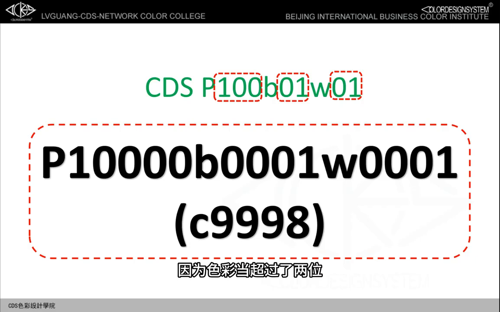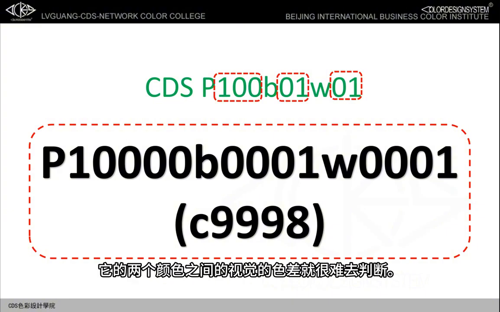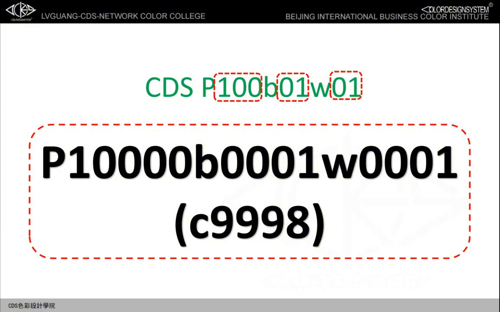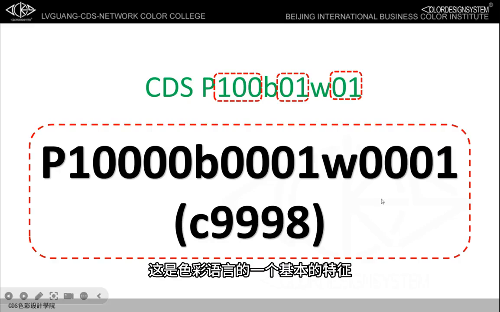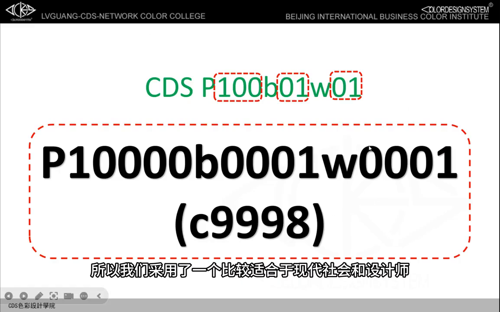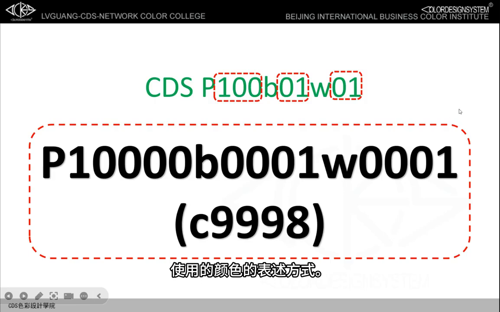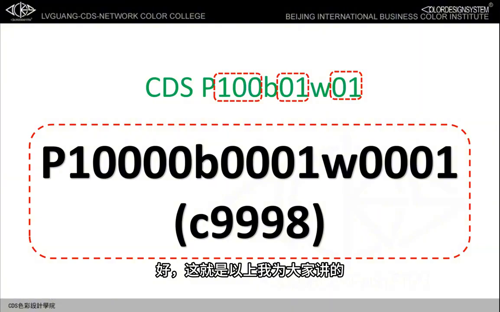Because there are more than 2 colors, when it comes to the third color combination, the visual color difference between the colors is difficult to judge. This is a fundamental feature of the language of color. Therefore, we have adopted a design that is more suitable for modern society and designers, in the expression of the colors used. Okay, that's what I'm talking about: color language iteration and development properties.